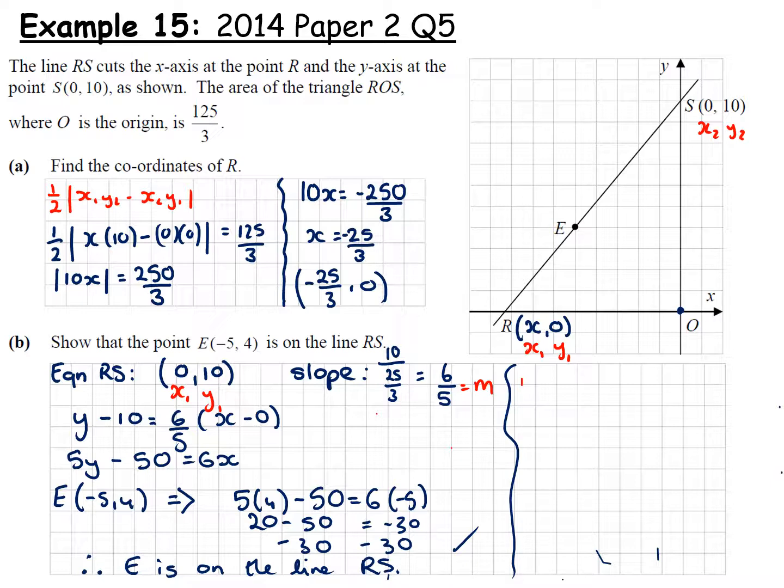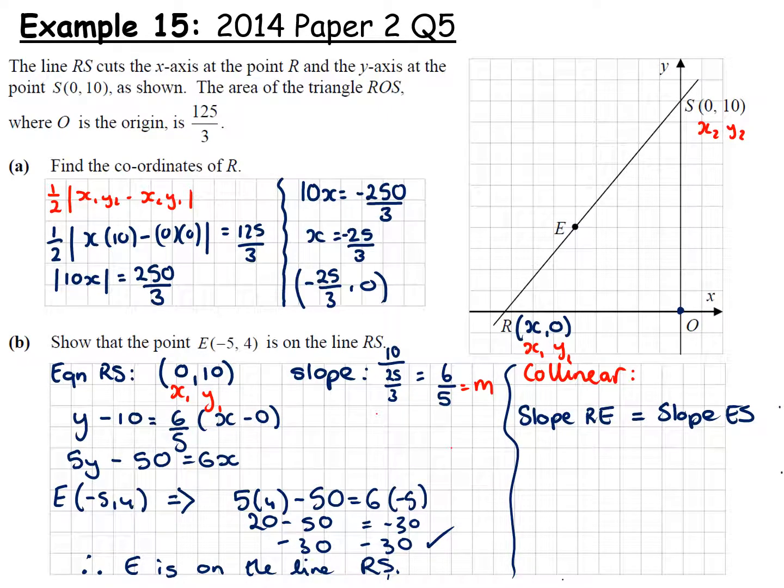Now, I did promise the second way where we could do this. The second way we could do this is actually just by using our slopes. This is a way to talk about points being collinear. Collinear means sitting on the same line. So basically, if we can find the slope of RE, and we find that it is equal to the slope of ES, then they will be collinear, because if those slopes are the same, it must be the same line.